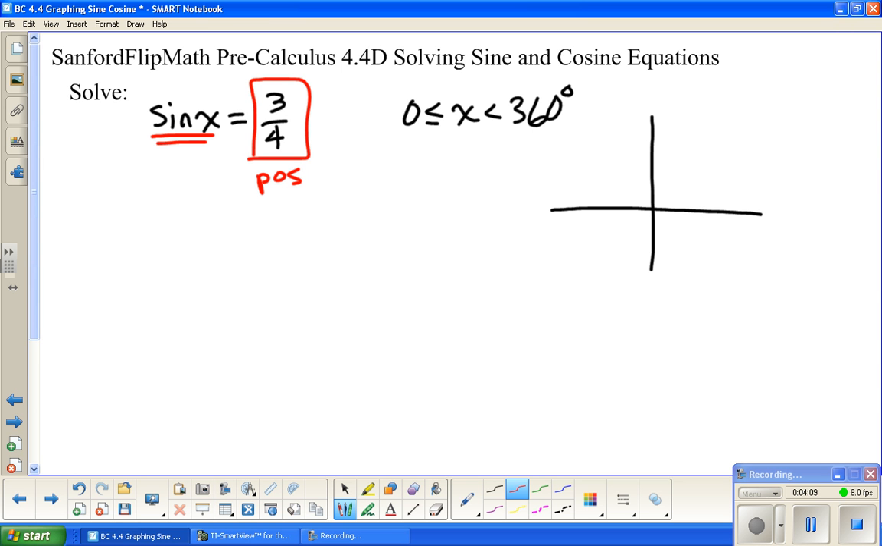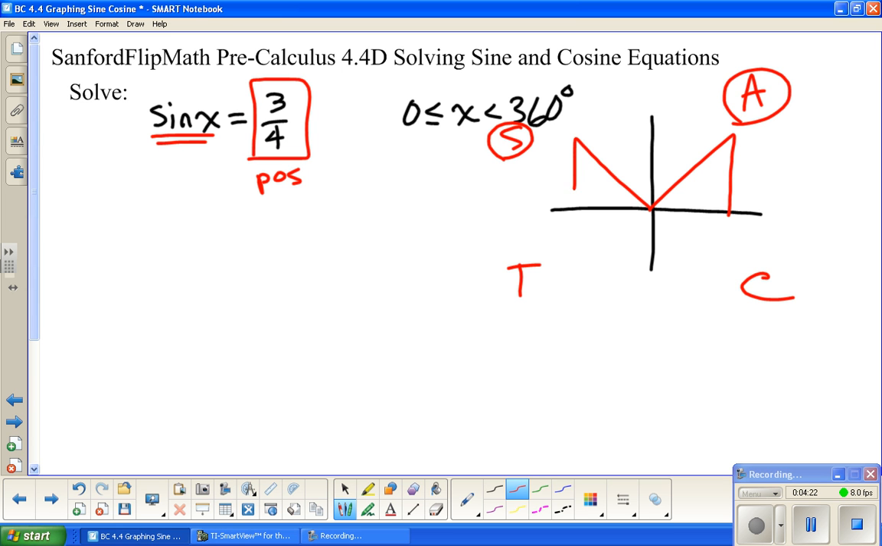So as I'm thinking about where sine is positive, all students take calculus. I'm using my little mnemonic. So sine is positive here, sine is positive here. So I'm going to draw a triangle here and a triangle here. That means I'm going to have two triangles. This says one full time around, anything from 0 to 360. I don't have to worry about quadrants 3 and 4 because sine is negative down there, so I can ignore those. So I'm going to have two solutions.